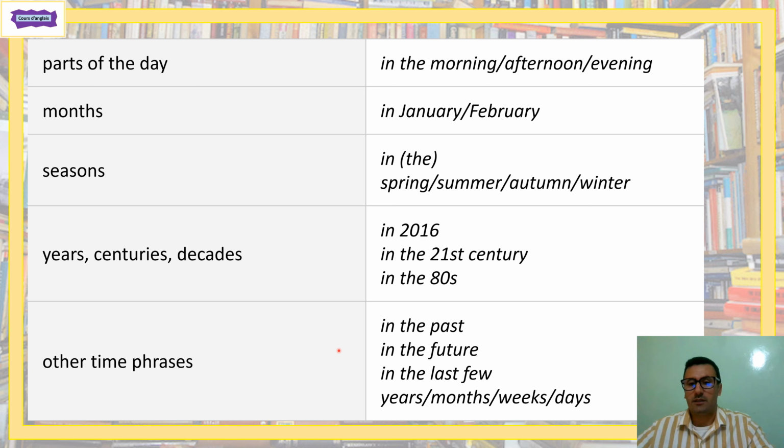Other time phrases: in the past, in the future, in the last few years, in the last few months, in the last few weeks, in the last few days.